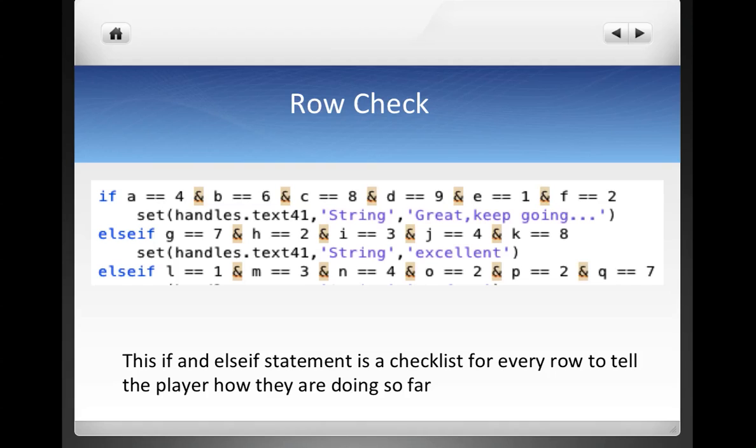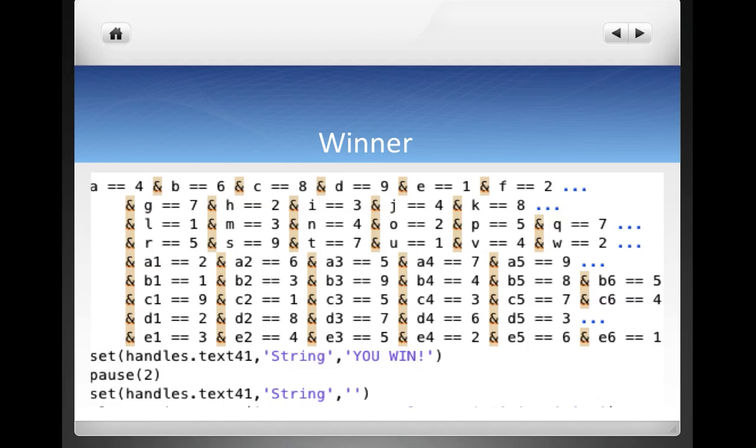And this is the row check. We decided to put the row check because we want to keep the player informed about how they're doing so far. For example, if they start from the first row and put in all those numbers correctly, the display will say "Great, keep going." If they start from the second row, it's going to say "Excellent," and it does the same thing for each row, just to tell them they're doing great. And we use the if and else statement for it.